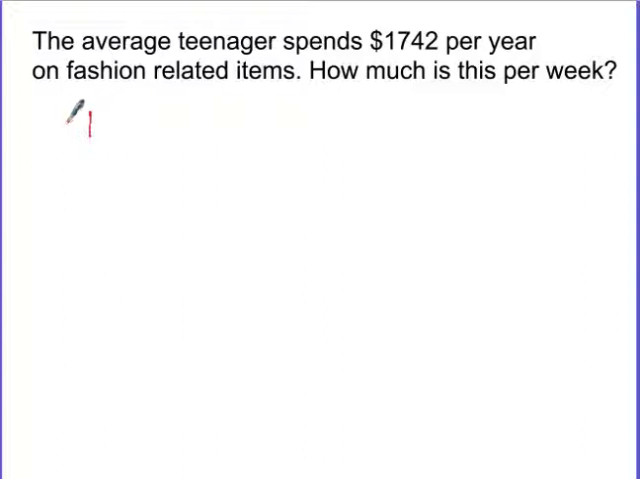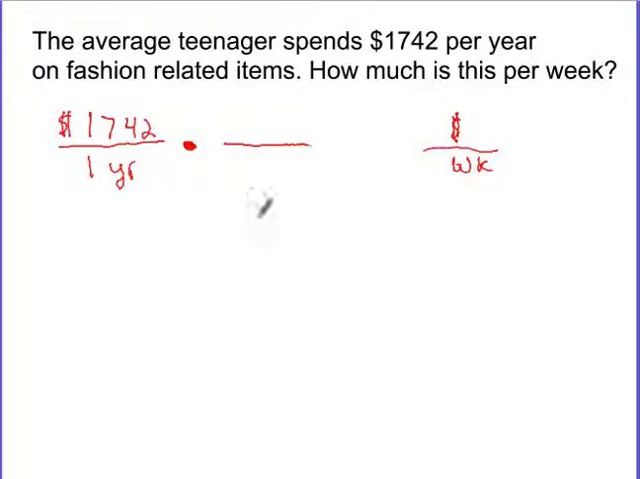So we're going to change dollars per year into dollars per week. So let's set up our first, the information that we're given is $1,742 in 1 year. Now I want to change it into what? 1 week. I want to end up with dollars over weeks, okay? So I have to find a conversion factor that lets me change years into weeks. So where do I want to put 1 year? Above. Put 1 year up here so that the years can cancel, that's good.